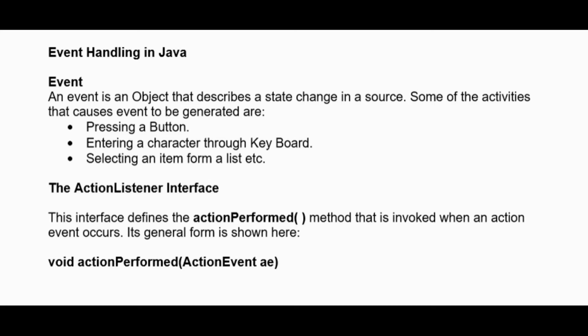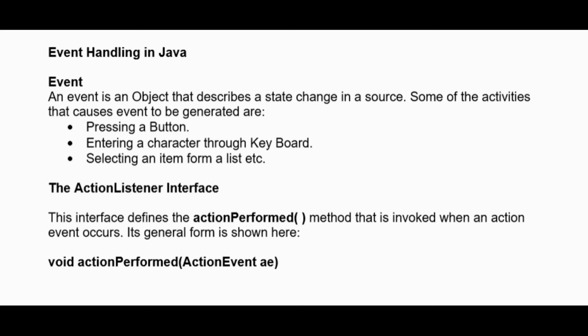The ActionListener interface. The interface defines the actionPerformed method that is invoked when an action event occurs. Its general form is shown here: void actionPerformed(ActionEvent ae). So this was the event handling. Now let us move forward to the example.